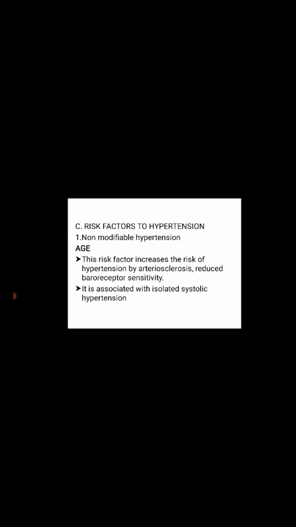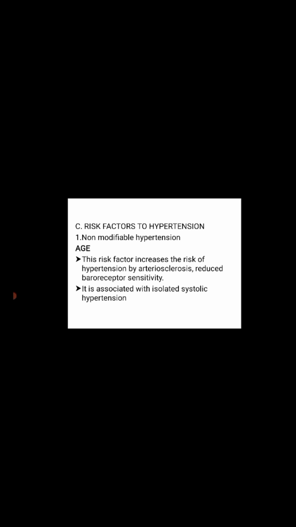So moving on, number 4 is drug-induced. We have certain drugs that can increase your blood pressure. One of them is NSAIDs. The other one is oral contraceptives. Another one is corticosteroids. Then the decongestants and the antidepressants like the tricyclic antidepressants and monoamine oxidase inhibitors.